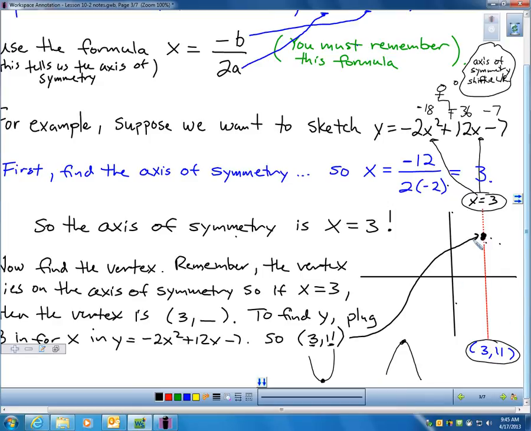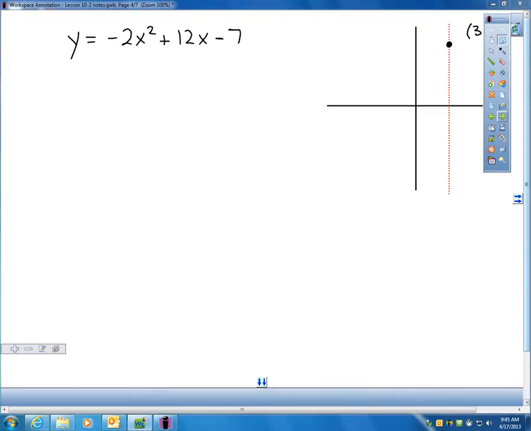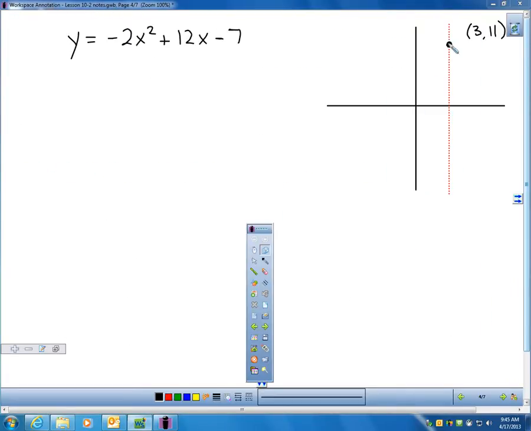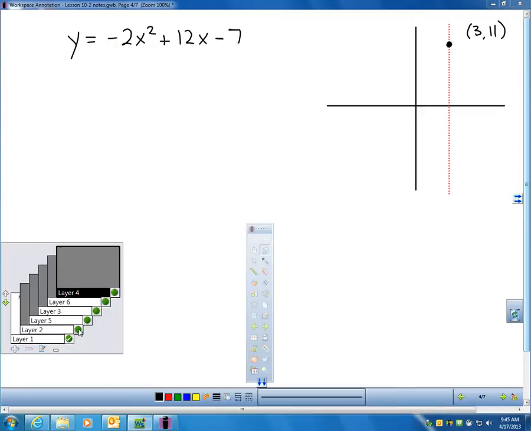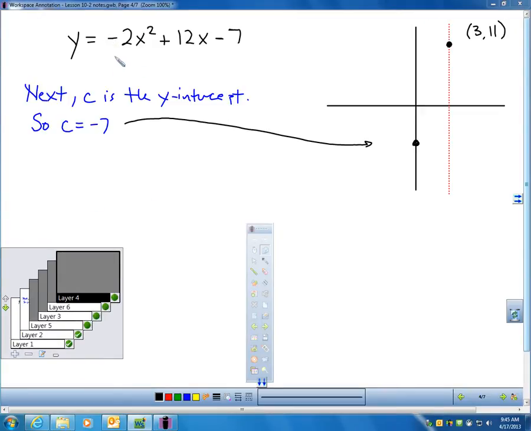All right? Here's the next thing to consider: is the parabola itself now opening up or down? I'm going to move to a new slide just so I have a clean page. Now that I have the vertex drawn, is the parabola opening up or down? Well, look right here. My A value is negative, so it's going to open down, and you notice how my C value is negative 7.